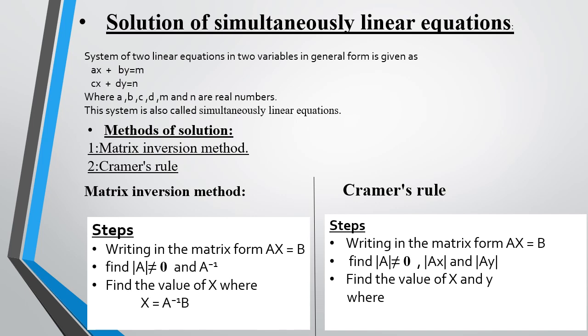Cramer's rule. First step is writing in the matrix form Ax is equal to B. Second step, find A determinant, and A determinant should not be equal to 0. If determinant equals 0, then we are not able to find determinant of Ax and determinant of Ay. If A determinant is not equal to 0, then we can find Ax determinant and Ay determinant. Third step is find the value of x and y, where x is equal to Ax determinant divided by A determinant and y is equal to Ay determinant divided by A determinant.